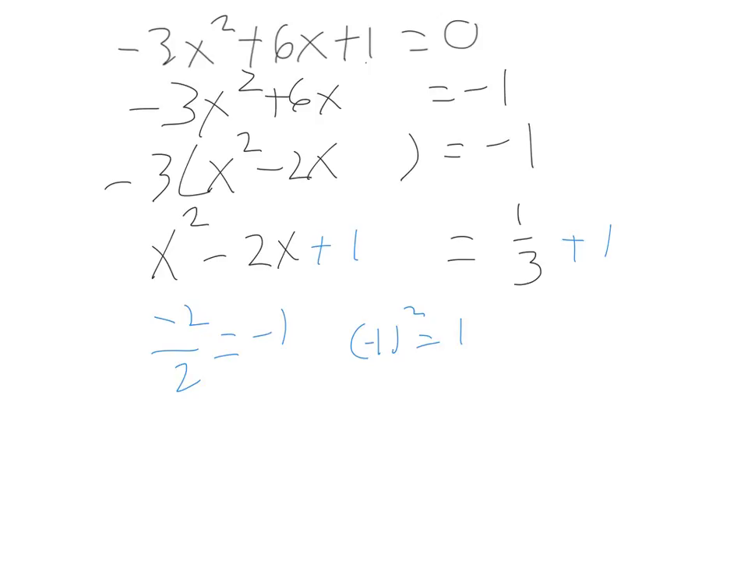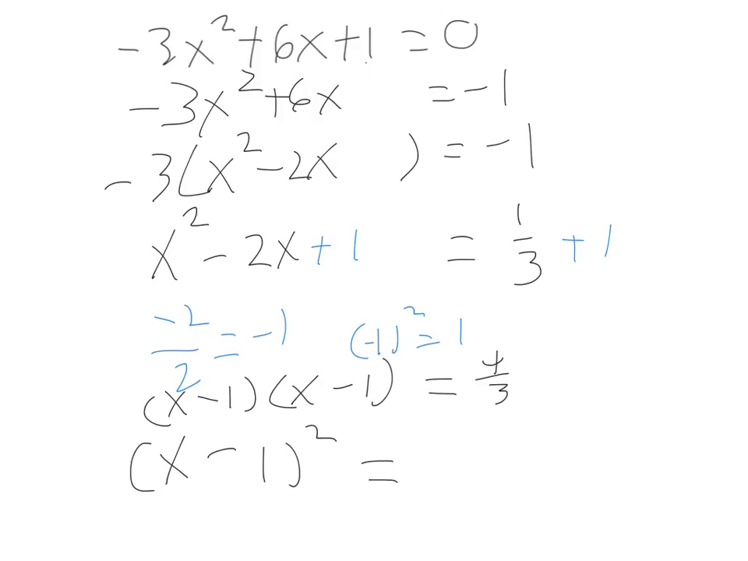So that means that this quadratic on the left-hand side could be factored down to, actually it'd be factored down to x minus 1 times x minus 1. Then the 1/3 plus 1 would be 4/3. And so, this x minus 1 times x minus 1 would be x minus 1 squared equals 4/3.